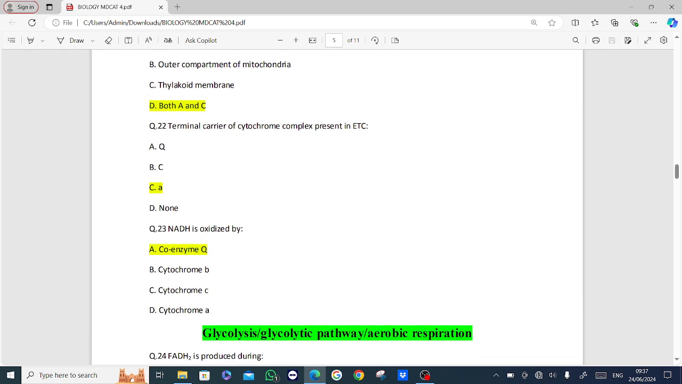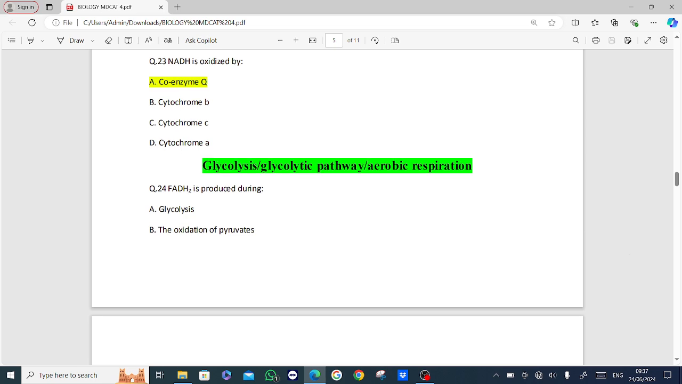Next MCQ is: NADH is oxidized by. Options are coenzyme Q, cytochrome B, cytochrome C, cytochrome A. Answer is coenzyme Q, option A.